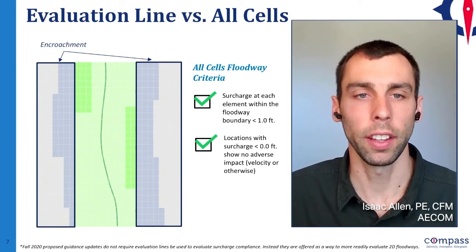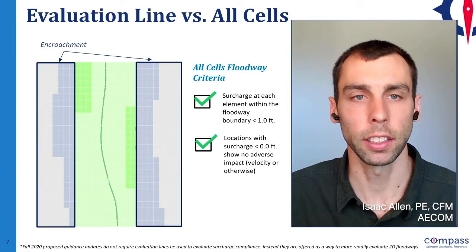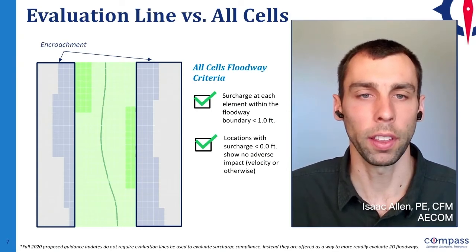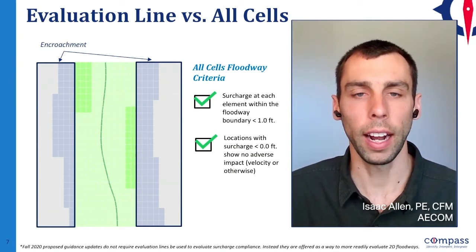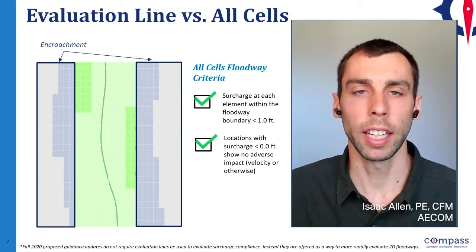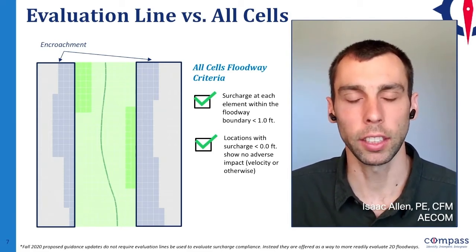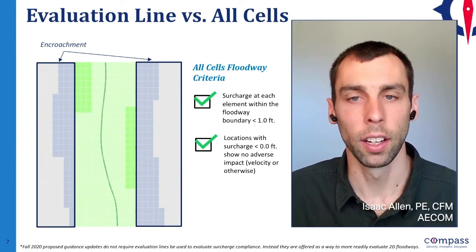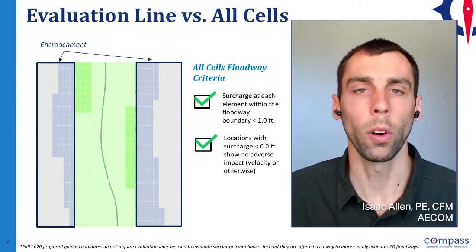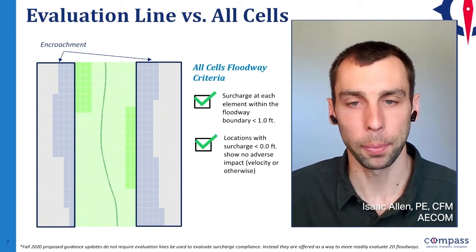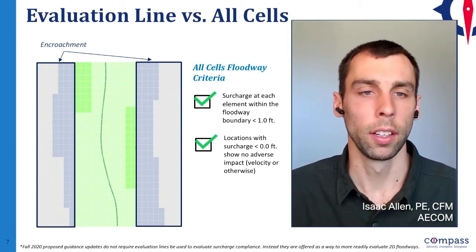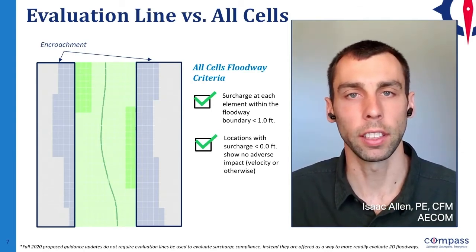Once you have your results, you then compare the water elevations from that run to your original 1% run and see what your surcharge is at each element within the floodway. With that all cells approach, the same requirements that you would have for a cross-section apply to each cell. That is, that the surcharge at each cell must be less than 1 foot or the more restrictive state requirement. And any location that has surcharges less than 0 must show that there's no adverse condition created.